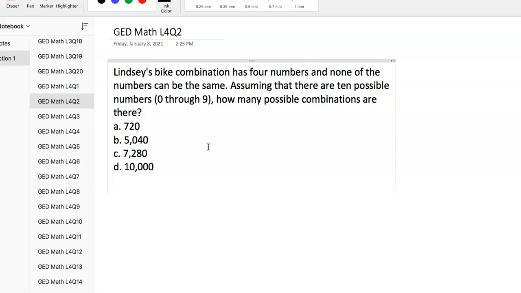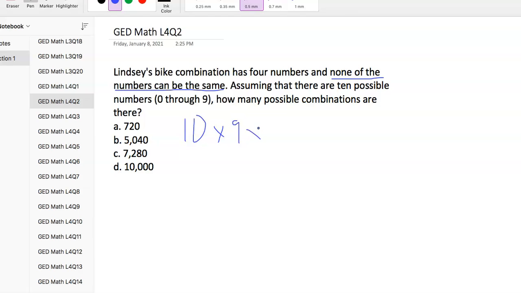Lindsey's combo has 4 numbers and none of the numbers can be the same. Assuming there are 10 possible numbers, 0 through 9, how many possible combinations are there? Okay, so we start off with, in the beginning, 10 possible numbers, right? That's what they just told us. And the key part here was none of the numbers can be the same. So the second set of combinations only has 9, because they can't be the same. The next one is 8 because it can't be whatever it was for the first 2. And then one more time we do this.